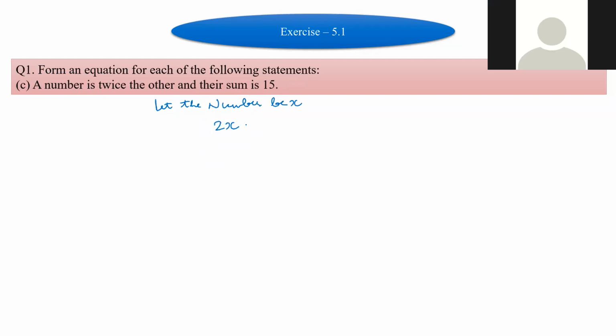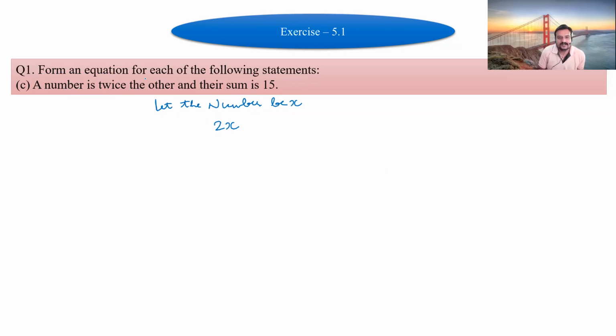2x plus x, as the other number is also unknown. A number is twice the other. So let the first number be x, the other number be y. These are two different numbers, yes or no? Yes, sir. Let the first number be x and the other number be y.